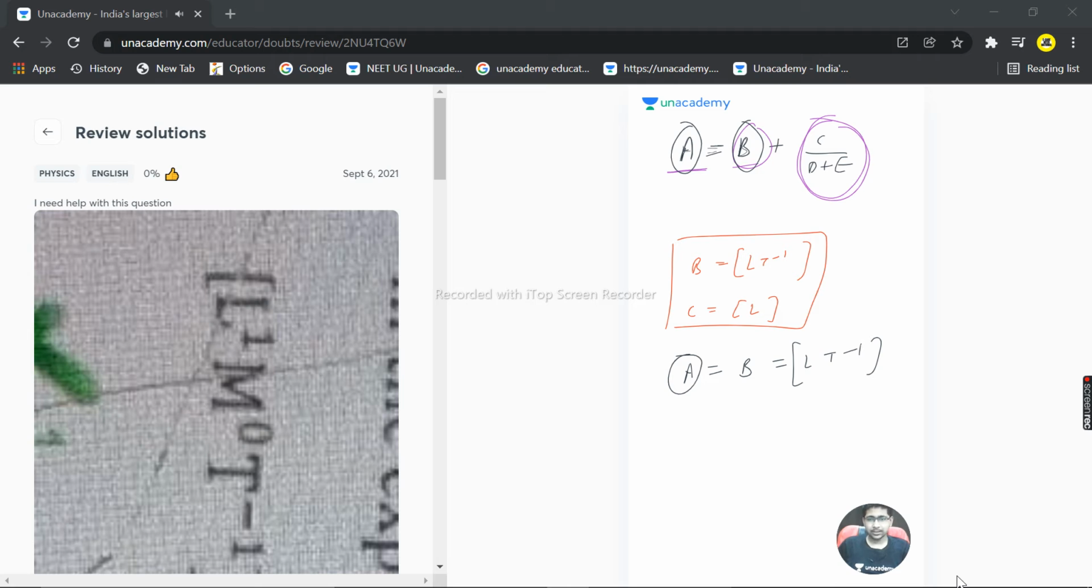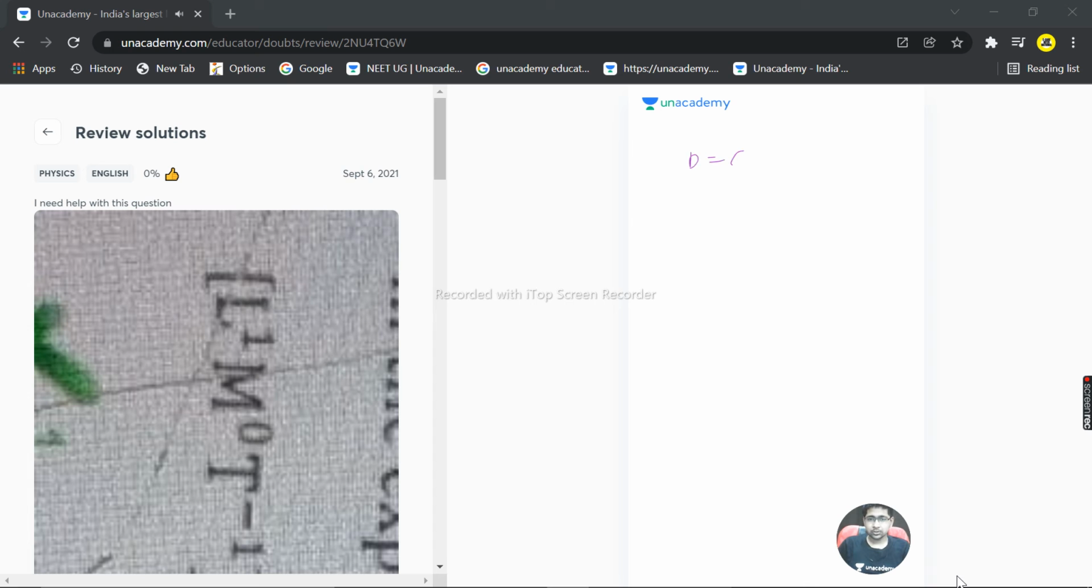One target is completed. Dimension of B should be equal to the dimension of this entire expression, because two same dimensional quantities can be added. So B is equal to C upon D plus E, and is equal to A as well. We already know the dimension of C. That means the dimension of B, LT minus 1, is equal to the dimension of C, which is L, divided by D plus E. Dimension of D and E will be equal. Dimension of D is equal to dimension of E. Dimensionally they are equal.